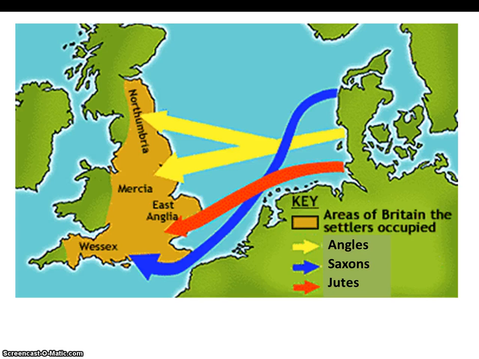The Angles settled in Northumbria and Mercia, so in this area here. The Saxons settled in the south and west, Wessex, Sussex, that area there. And the Jutes settled in East Anglia and the area of Kent, over on this side of England. So the Celtic peoples who were there before the Anglo-Saxons came either intermarried with the Anglo-Saxons or they moved west to occupy the western tip of Cornwall or Wales over in this area.